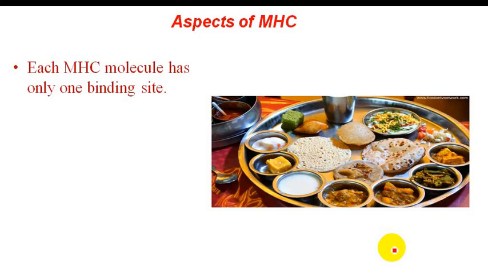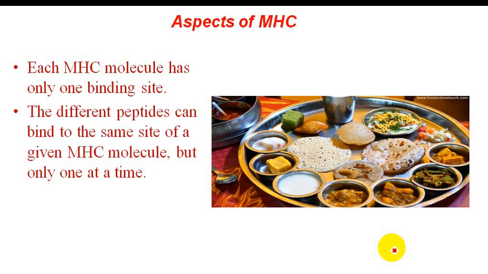Each MHC molecule has one binding site, just like the child has one entry point for eating, that is mouth. Similarly, the MHC molecule has one binding site. There are different peptides that bind to the same site. When I say different peptides, I refer to different food that can enter the mouth, that is the same site, the mouth, of a given MHC molecule, but only one at a time. You can have all the foodstuff, but one at a time, not that the entire food can be gobbled down at a single instance.